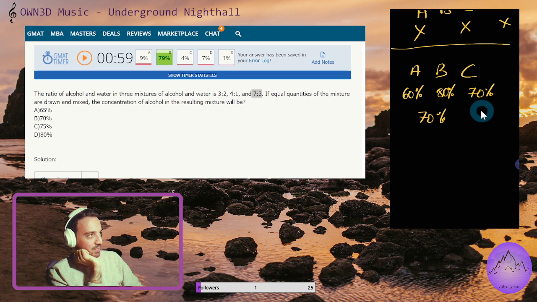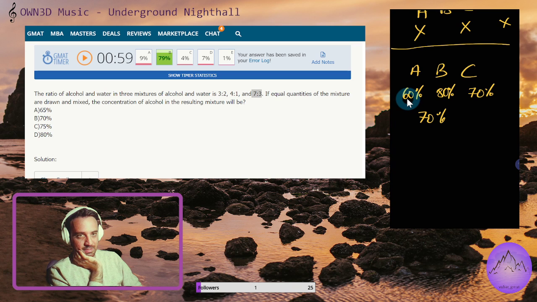And I read the next part. If equal quantities of the mixture are drawn and mixed, the concentration of alcohol in the resulting mix will be... That's basically saying, okay, these 3 different mixtures, the 60, 80, and 70, we're putting in equal parts of all 3. So what's going to be the ratio in the new mix? Now, if they weren't equal parts, this would be a little bit more complicated. But the fact that they were equal parts made it a lot simpler.